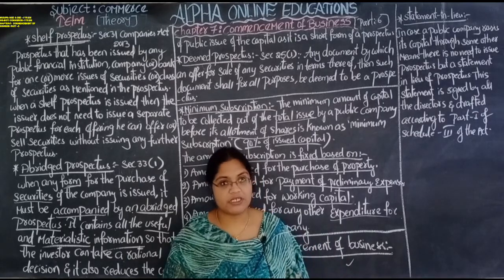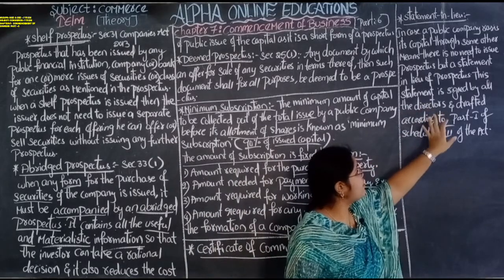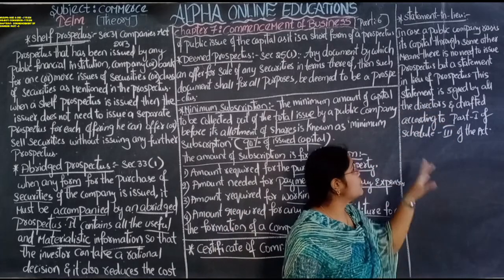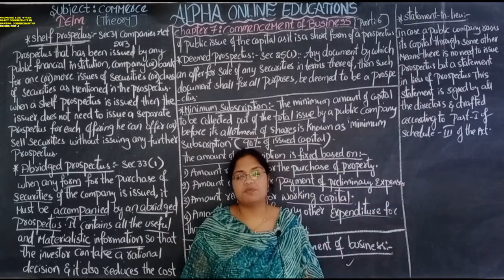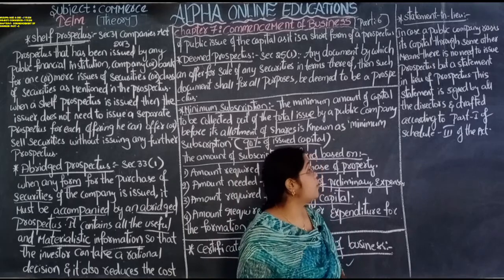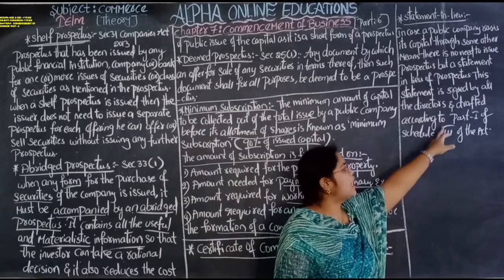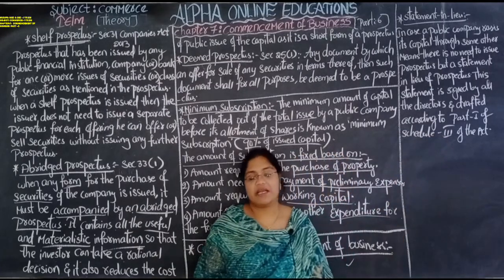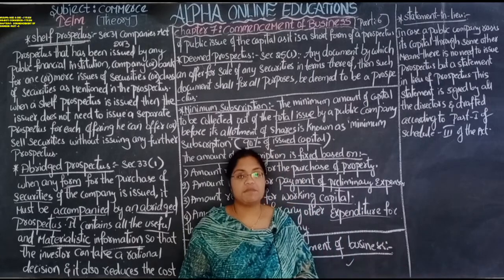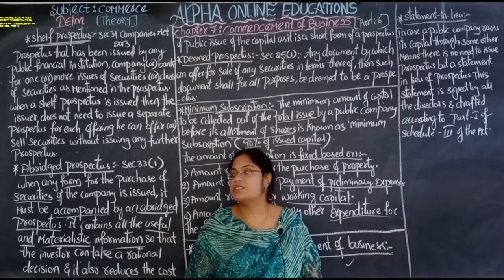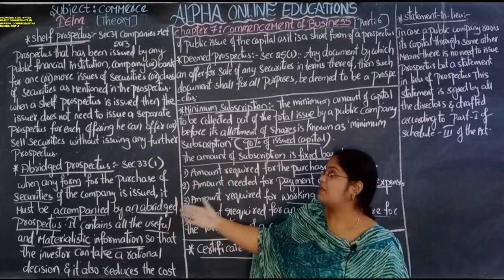This statement is signed by the directors and drafted according to part 1 of schedule 3 of the Act. So this document should be signed by all the directors, and it is drafted, means prepared, according to part 1 of schedule 3 of the Act. According to that particular Act, this statement in lieu is prepared. So this is about the types of prospectus.